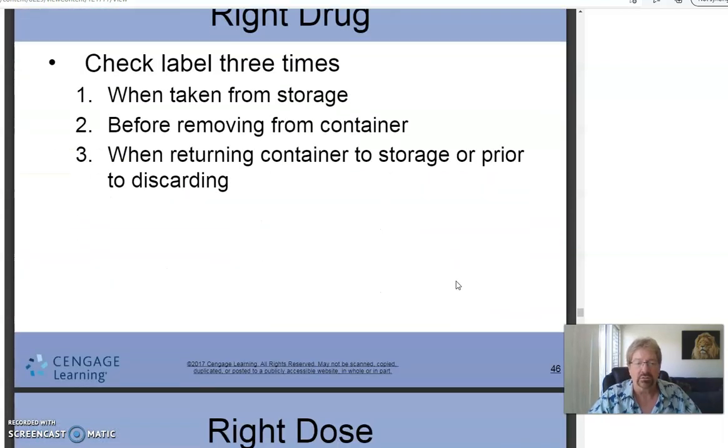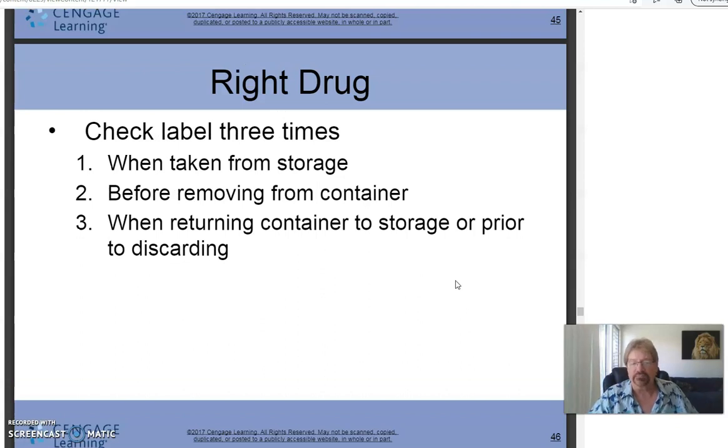Right drug. Check the label 3 times. When taken from storage, check it then. Before removing from the container, check it then. And finally, when returning the container to storage or prior to discarding, check it. Why, guys? Until the COVID virus, medical mistakes was the 3rd leading cause of death in the United States. And I forget, nearly 500,000 a year. No, that's cancer. COVID last year was the 3rd. And so this is an enormous problem, guys. And drugs is not the only cause, but it's a big one.